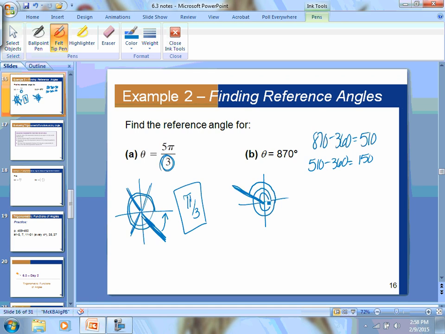Okay, so there's my 870 degrees, but I'm finding the reference angle, so that's how much I'd have to keep going to get back to the x-axis. Well, you know the x-axis represents 180 degrees, so 180 degrees minus 150 gets you 30 degrees left over that you'd have to go. So that's your reference angle.